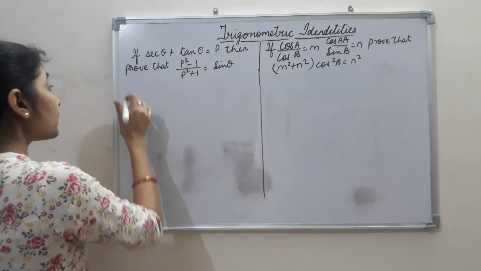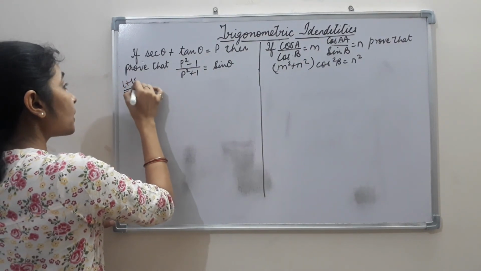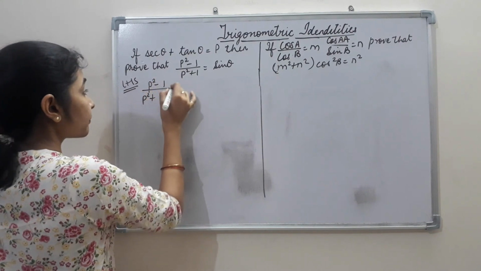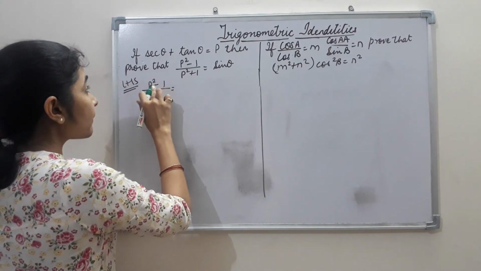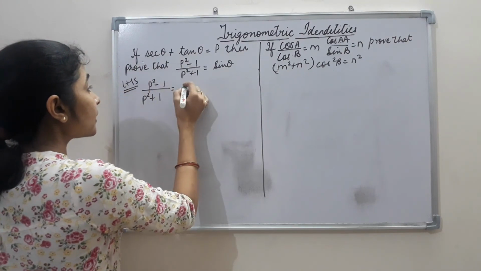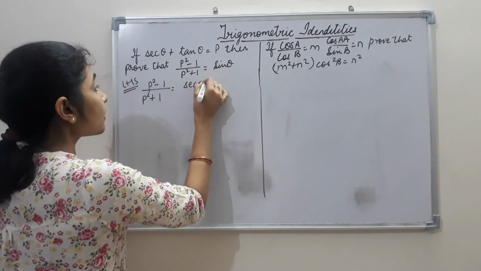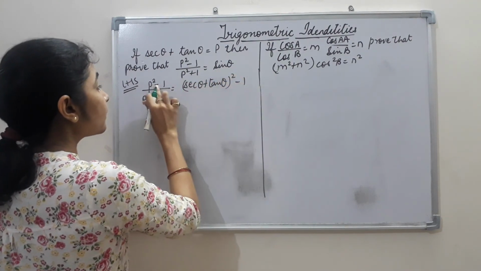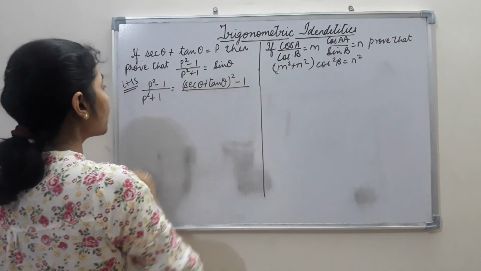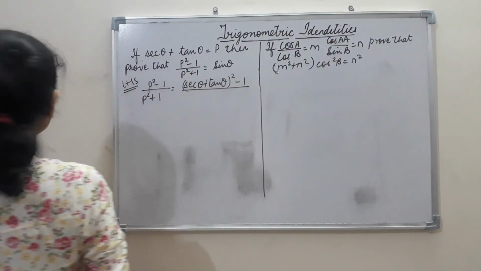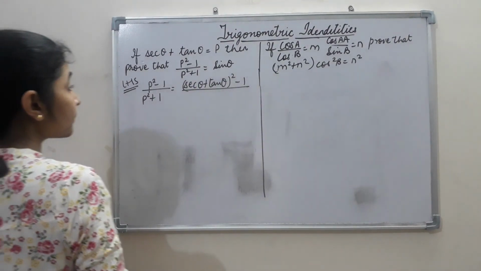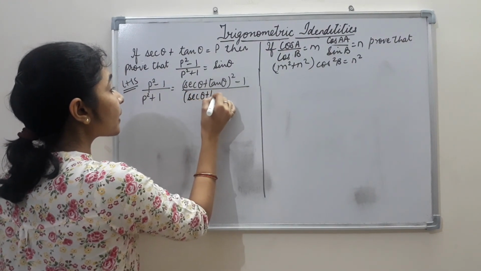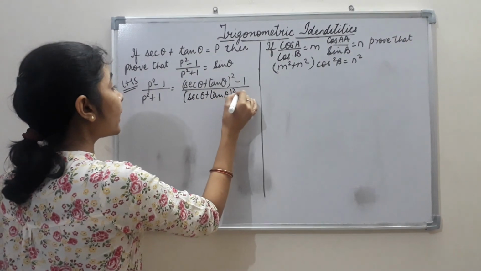So starting with the LHS of the equation, that is p square minus 1 upon p square plus 1. Now since the value of p is sec theta plus tan theta, we'll just put that value: sec theta plus tan theta whole square, minus 1 remains as it is. In the denominator, again p square, so sec theta plus tan theta whole square and plus 1.